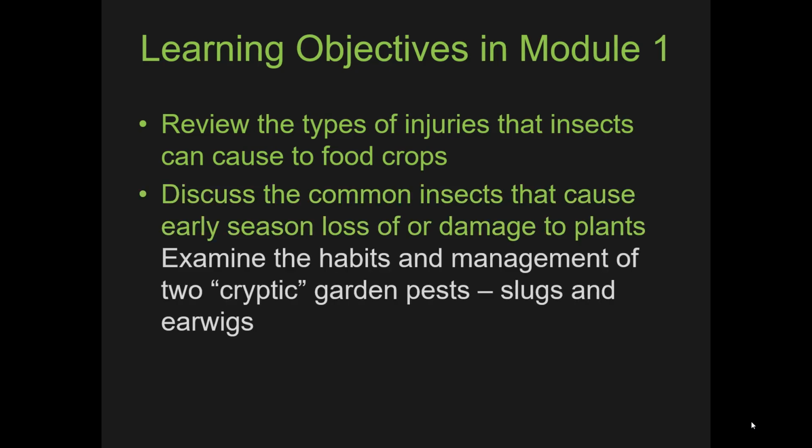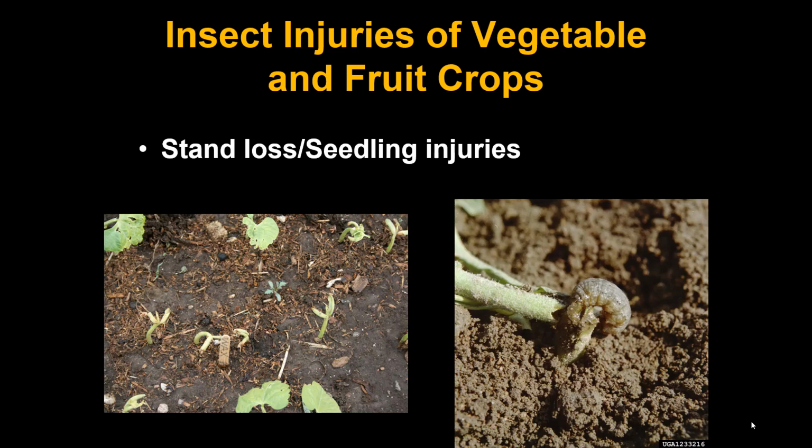And in particular go into 2 that are fairly common in some parts of North America that have cryptic habits, meaning you don't see them, they feed at night, but they cause fairly similar kinds of injuries: slugs and European earwig. Not a problem for some of you who listen to this, but they certainly are in much of the United States. So the kinds of things that we'll be covering would be stand loss and seedling injuries. That's what we're going to cover first.